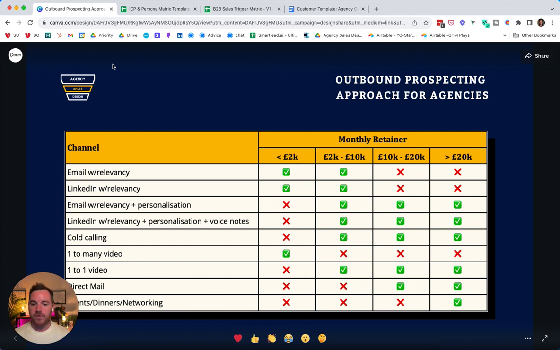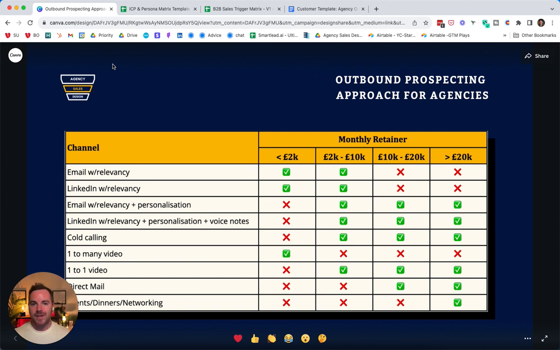So back to the table now. So we've got the channel, and the first channel, which is email with a relevant message. So that's because you've done your research on the ideal customer profile and you understand the challenges, pain points that the personas have within those companies. With a 2K or less average deal size, you will definitely get replies if that message is relevant, but you don't quite have the time to spend on personalizing the message because the deal size is too low to justify the amount of time that you'll need to create that personalized messaging. I'd also suggest using LinkedIn with relevant messages as well. So that's the perfect two combo channels that you can use.